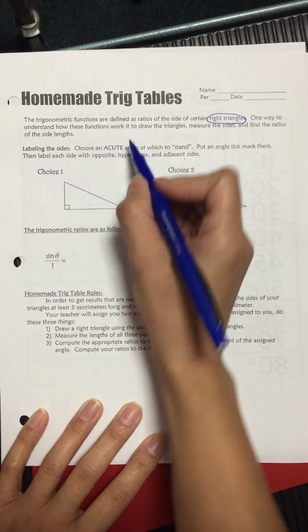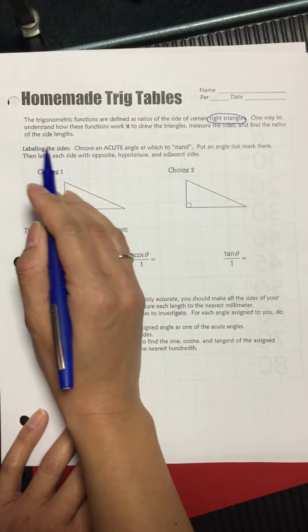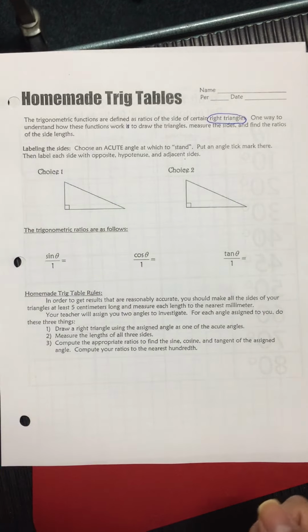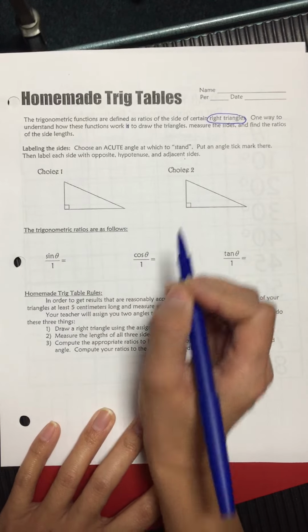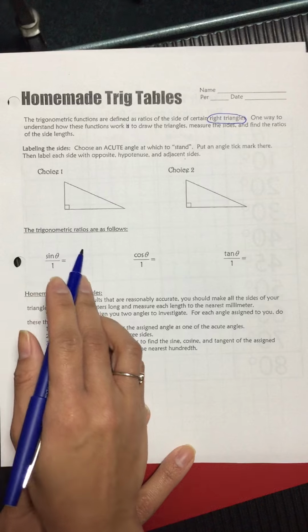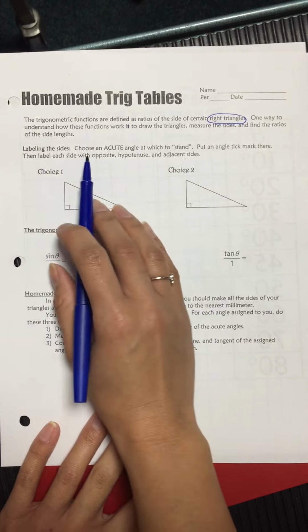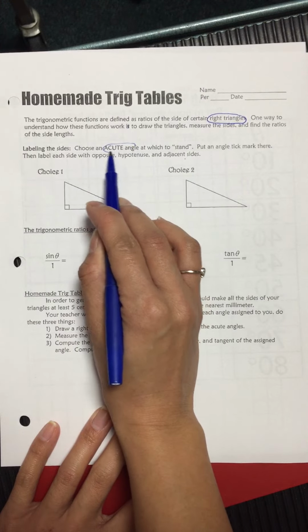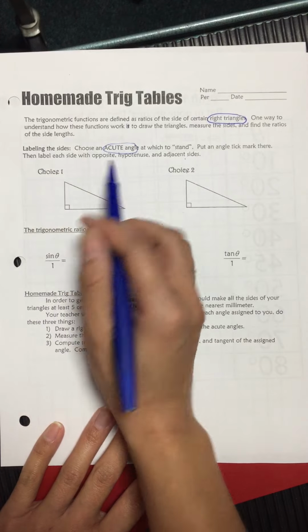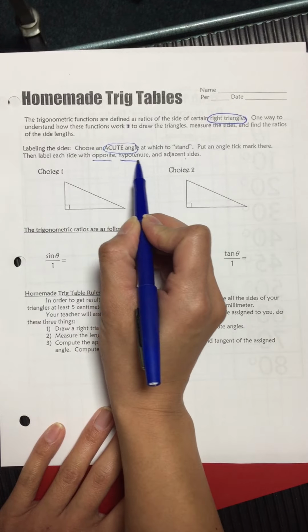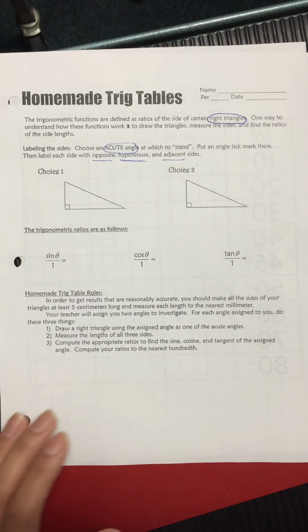One way to understand how these functions work is to draw the triangles, measure the sides, and find the ratios of side lengths. We're going to actually do that today, but before we do that, I'm going to have us understand what the three trig functions are that we're going to be learning about. So there's going to be two different choices. We're going to choose an acute angle at which to stand. You're going to put a tick mark there, and then you're going to label each side with either opposite, hypotenuse, or adjacent. This part is really important because we'll do that for every single problem.